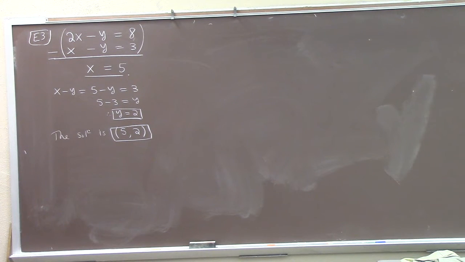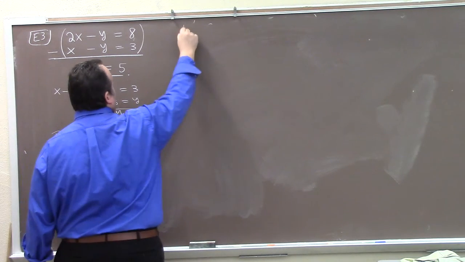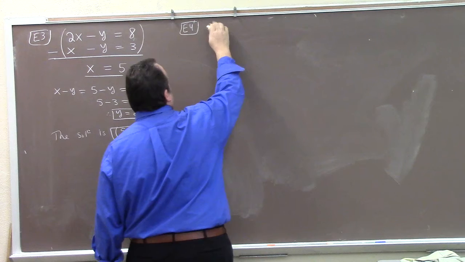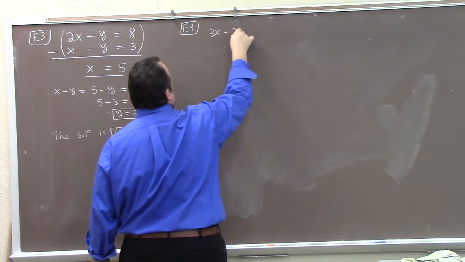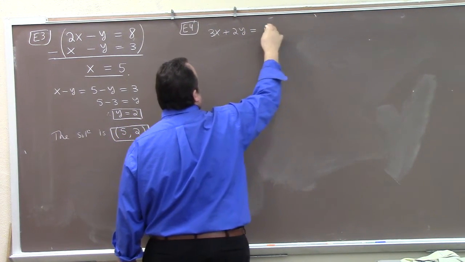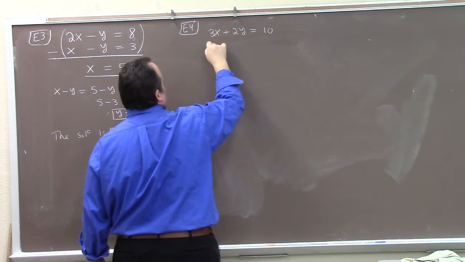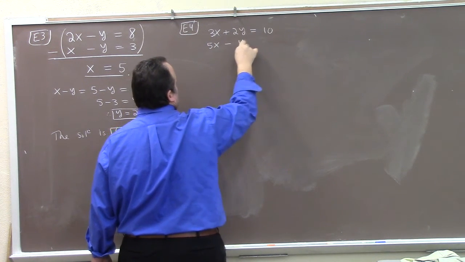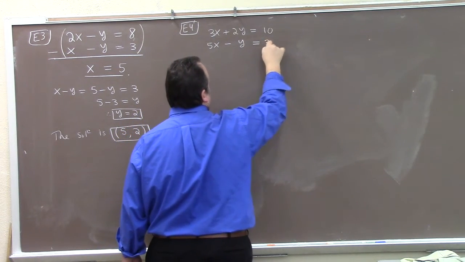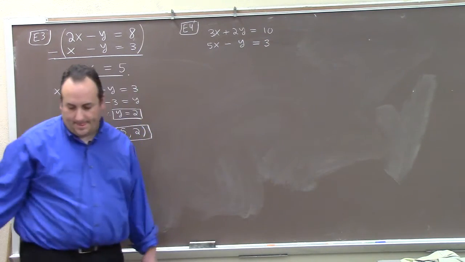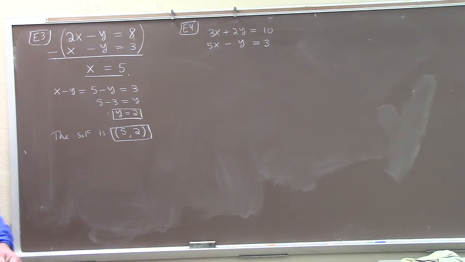Shall we work another? Let's work another. I'll make this one ugly. 3x plus 2y equals 10 and 5x minus y equals 3. See, what I do when I see something like this, I'm like, wow, I can't just add or subtract, right? But what could we do to make it so we could just add equations?